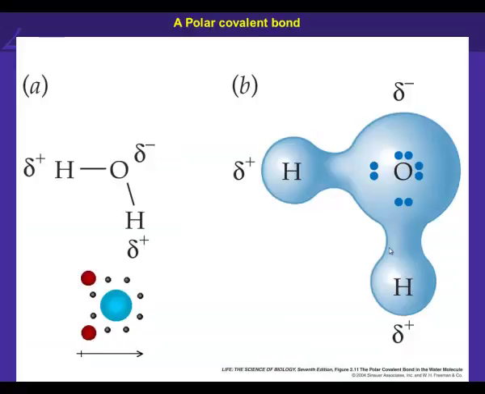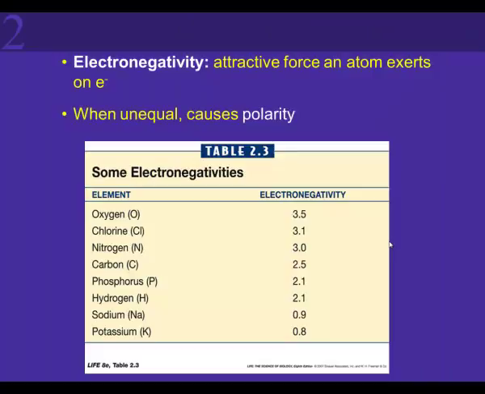So let's take a look at an example of what happens when you have a covalent bond that forms between two atoms with different electronegativity values. In this case, we're going to consider hydrogen and oxygen. You'll recall from the last slide that oxygen has an electronegativity of 3.5, whereas hydrogen has an electronegativity of 2.1. What this means is that oxygen's a bit greedy when it comes to its electrons.